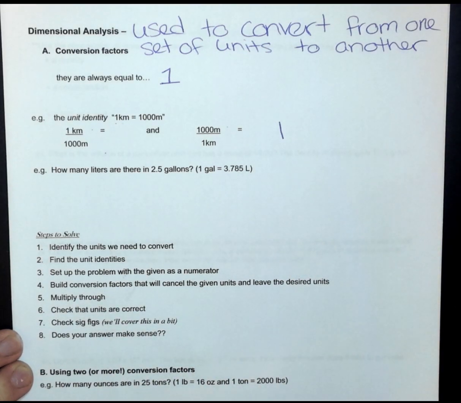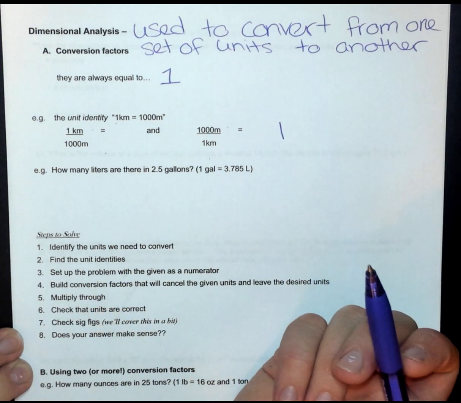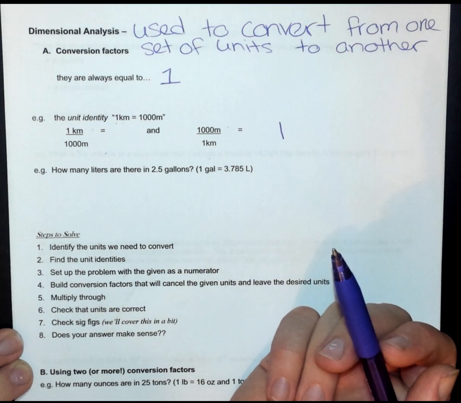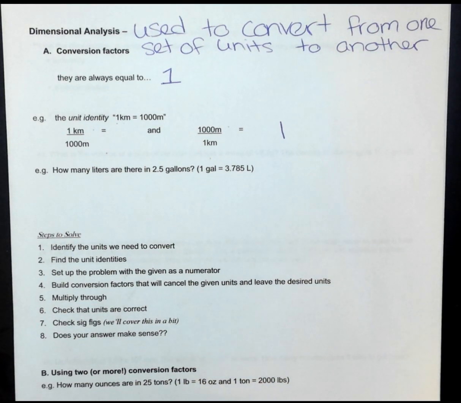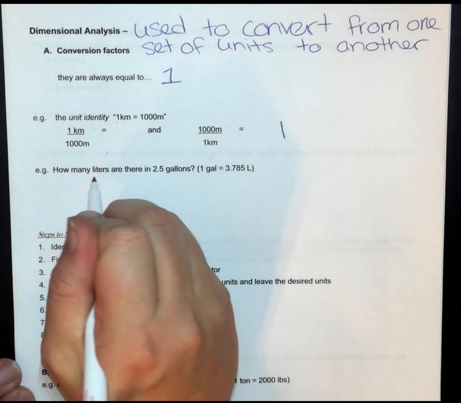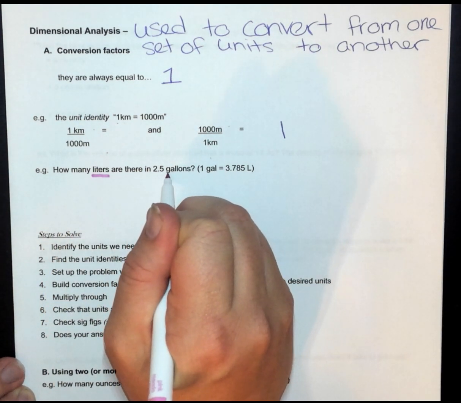And we can flip our conversion factors to work for us. So I'm going to do this example right here, and I'm going to color code it so we can watch the way our units move. This question asks, how many liters are there in 2.5 gallons?